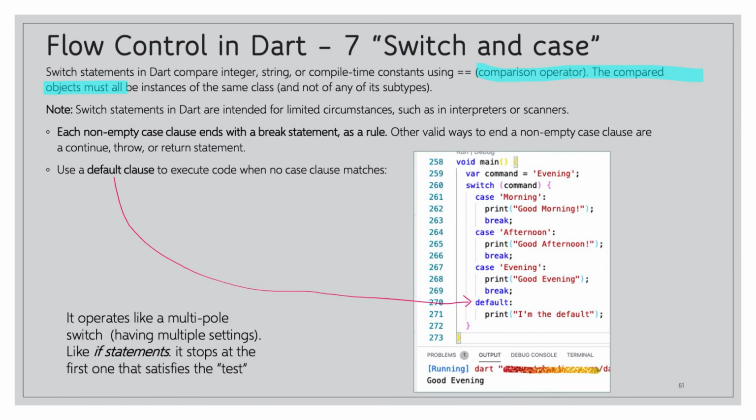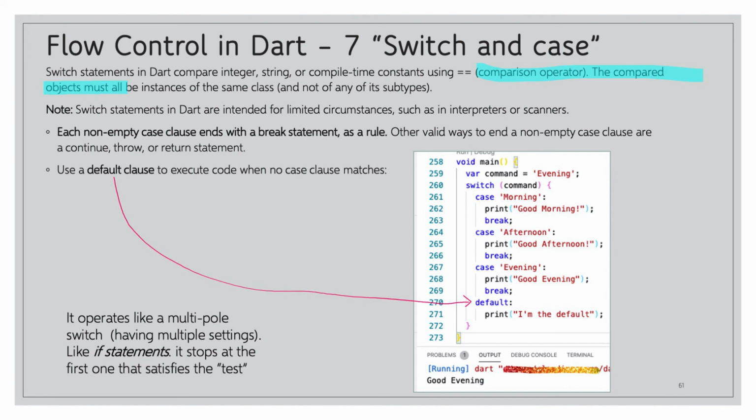Okay, we're down to our last slide. We're still in flow control, and we're dealing with the switch and case statement, or the switch statement, or the case statement. Switch statements in Dart compare integer, string, or compile-time constants using the comparison operator. The compared objects must all be instances of the same class. Switch statements in Dart are intended for limited circumstances.